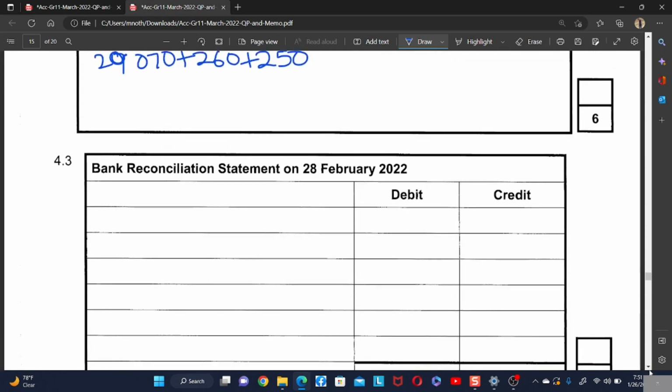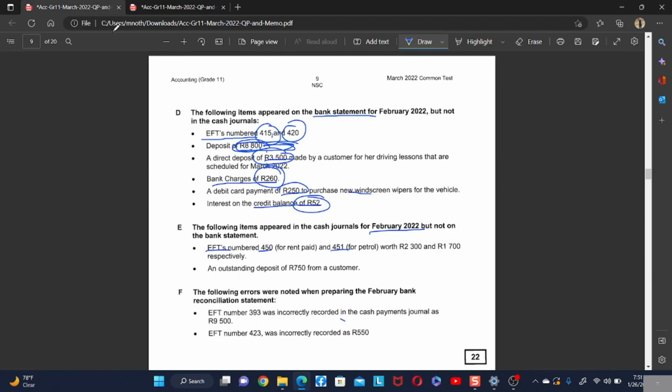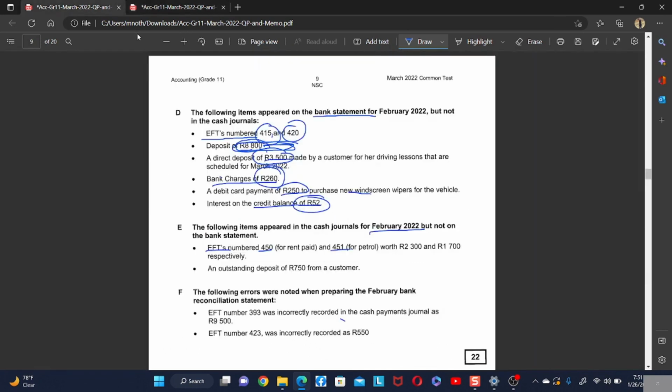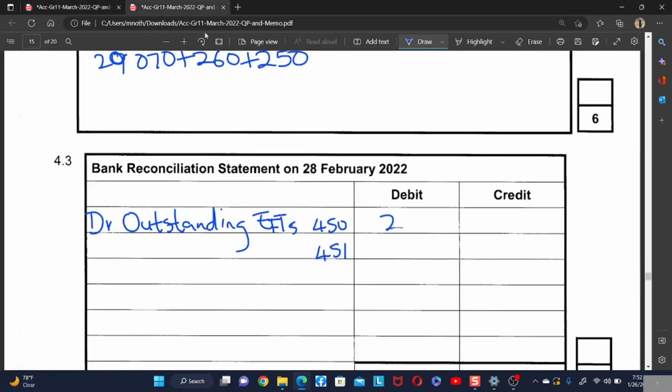So we know that we debit the outstanding EFTs. Sometimes it might be an outstanding check, but most of the time it's an outstanding EFT. But we record them in the same way. So it's 450 and 451. So it's 2,301.7.